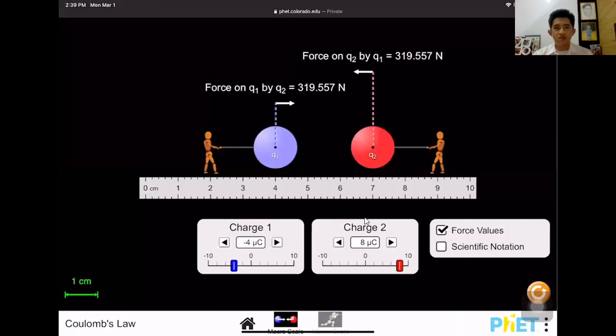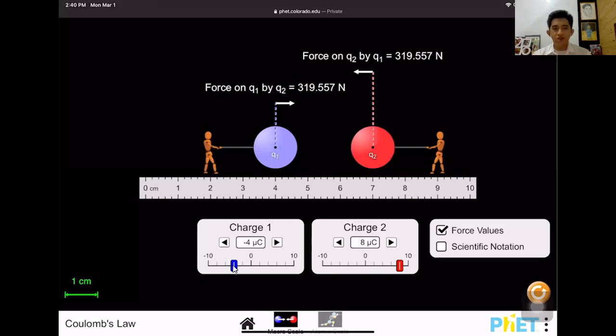Now, looking into this animation by PhET Colorado, we have here this simulation for Coulomb's law. We have two charges with different magnitudes and different signs, one negative and one positive. You will notice that there is a force of attraction happening between them.